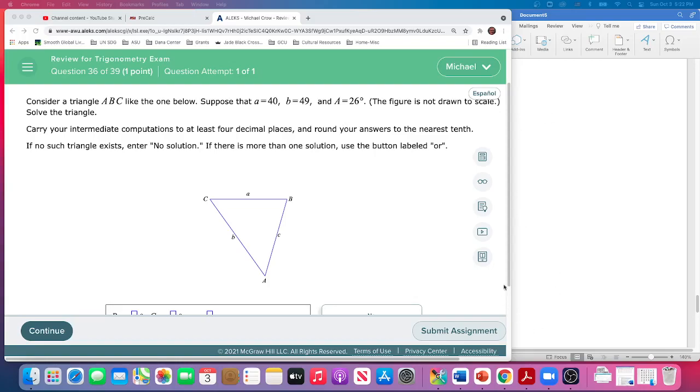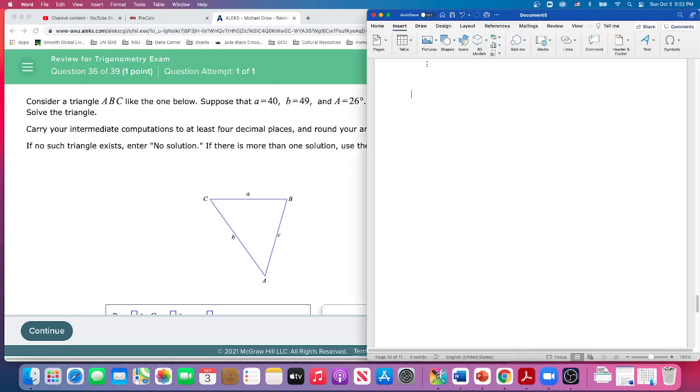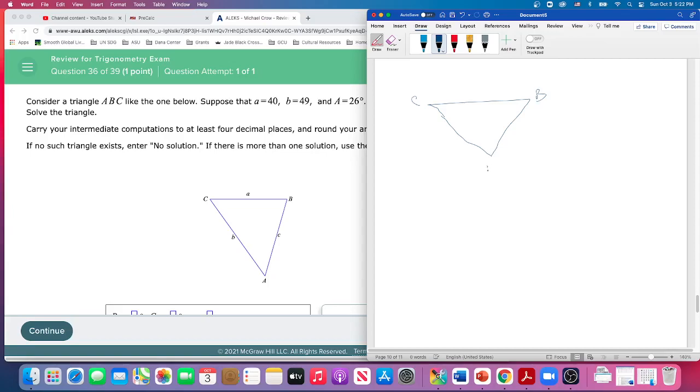So I'm going to draw this triangle here and label what we have. Something like that. So we got big C, big B, big A, little b, little a, and little c. They tell us little a is 40, little b is 49, angle A is 26 degrees. And that's all we have. And now we need to find the other missing pieces. So we can do that.